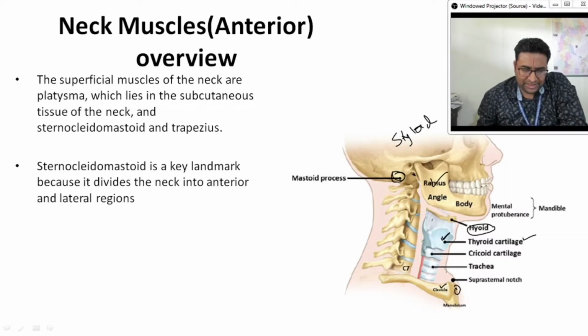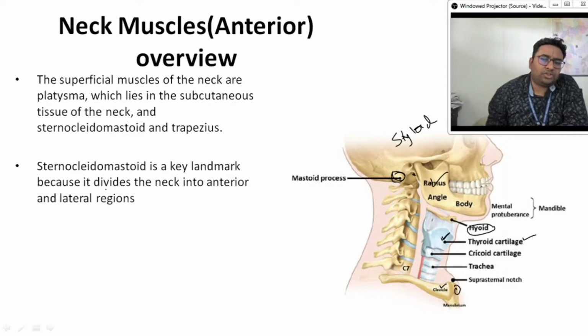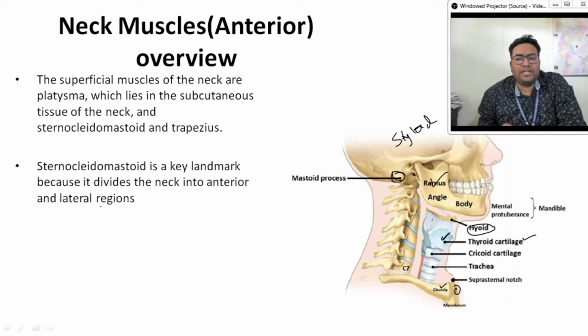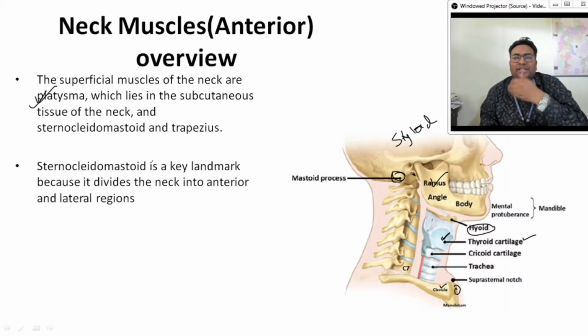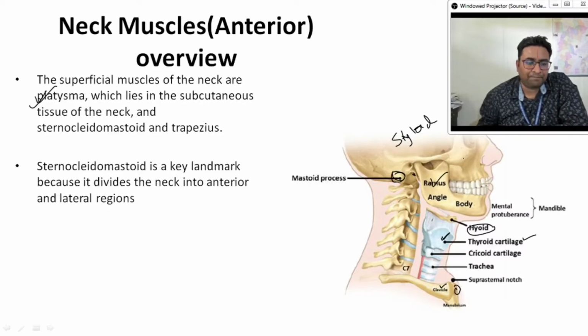Coming to the muscles, the superficial muscle which is present is known as the platysma. This muscle is subcutaneous in nature. If you clench or retract your lower part, the muscle becomes taut. The muscle that is present here subcutaneously is known as the platysma.